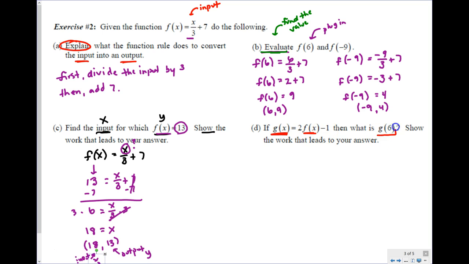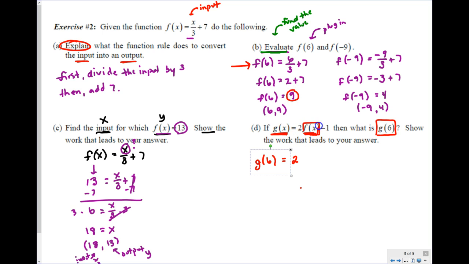Well, I know my input is 6, so I'm going to say g of 6 is going to equal 2 times, and I'm going to plug in 6 into what now? F of x right here. Well, f of x is way up there, so I'm going to have to use some parentheses because I'm trying to plug this in. Oh, wait, I'm sorry. I'm not going to use parentheses. I'm going to go back to remembering what f of 6 is. Because look, here's f of 6. I already know what happens when I plug in 6. What do I get? I get 9.